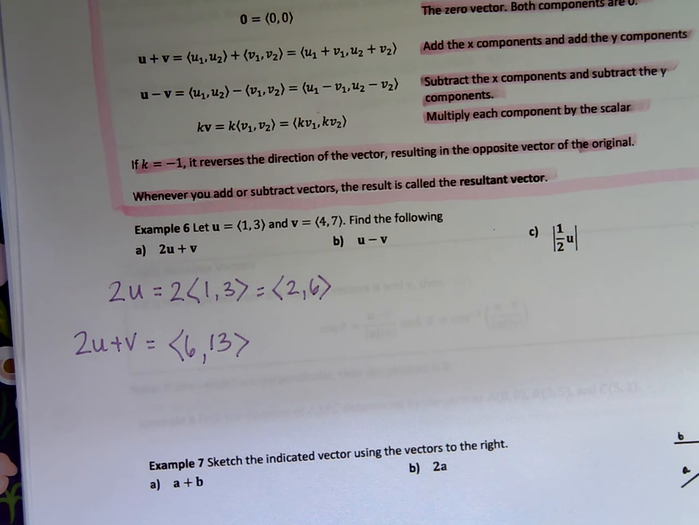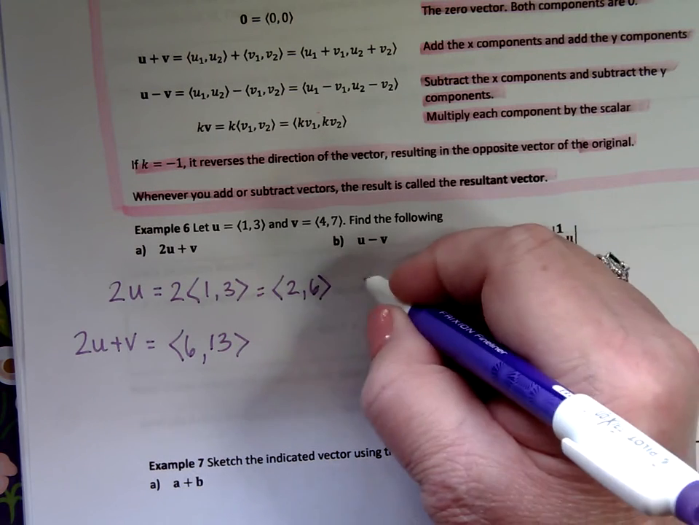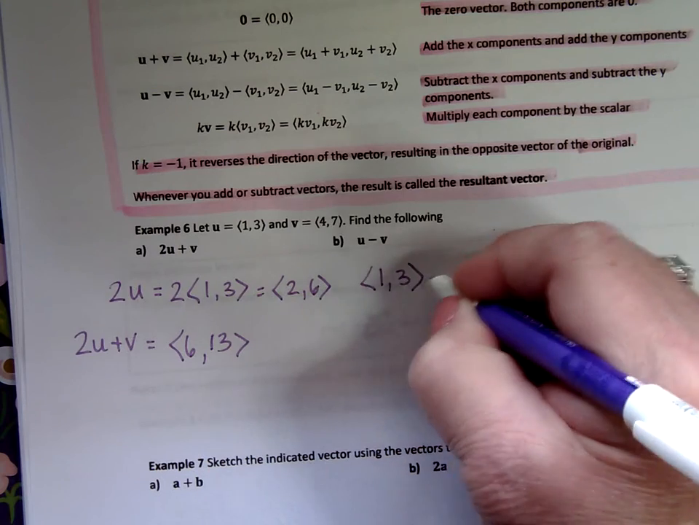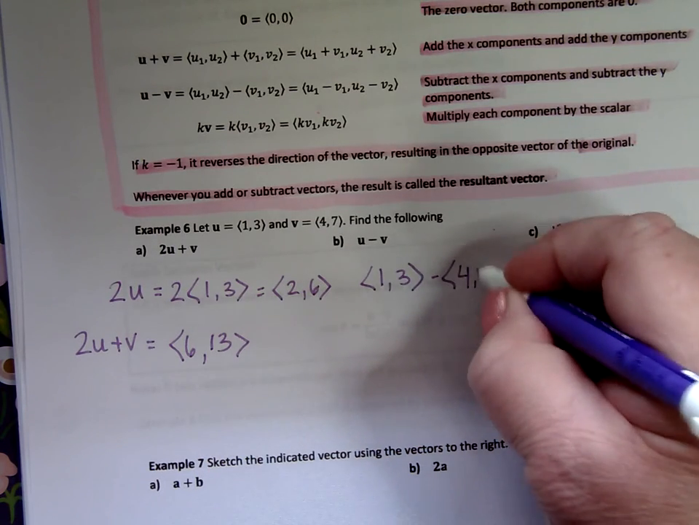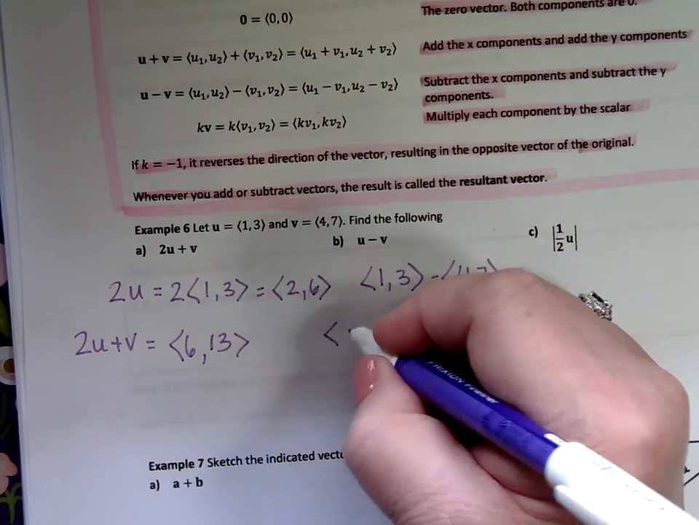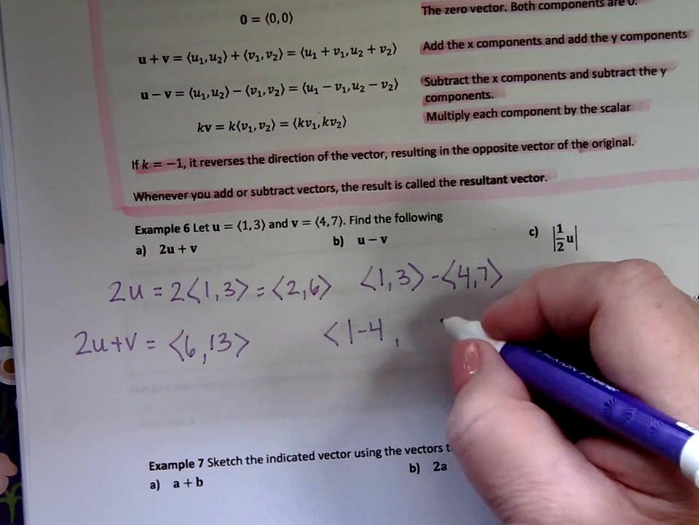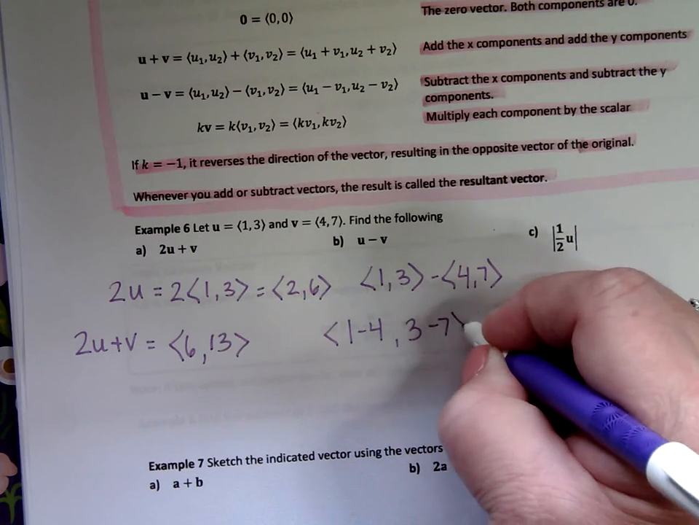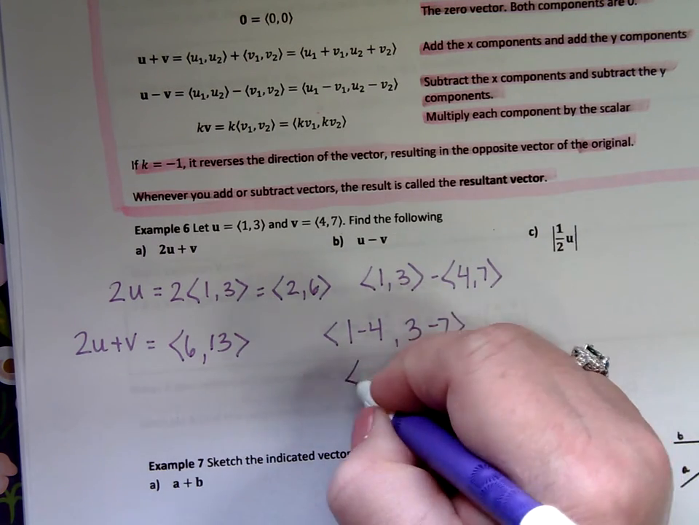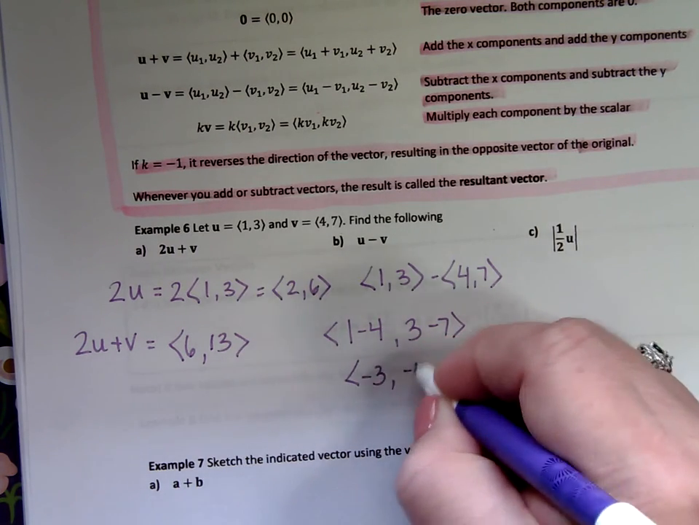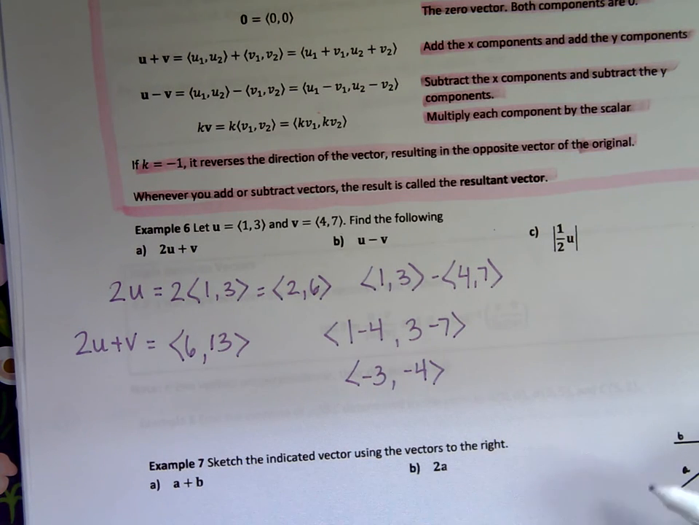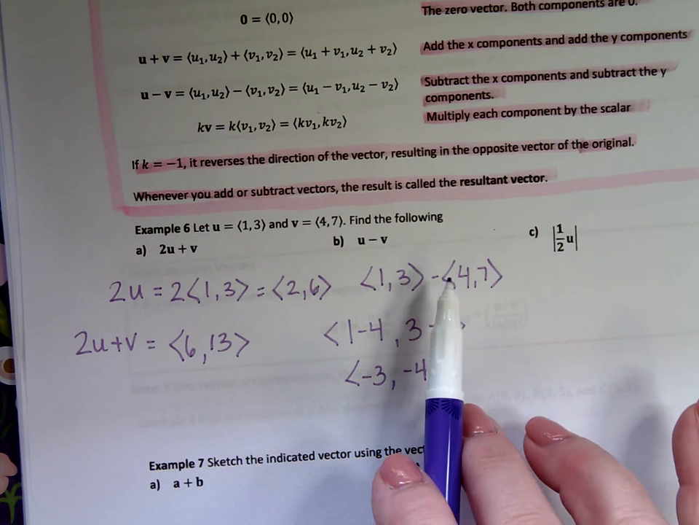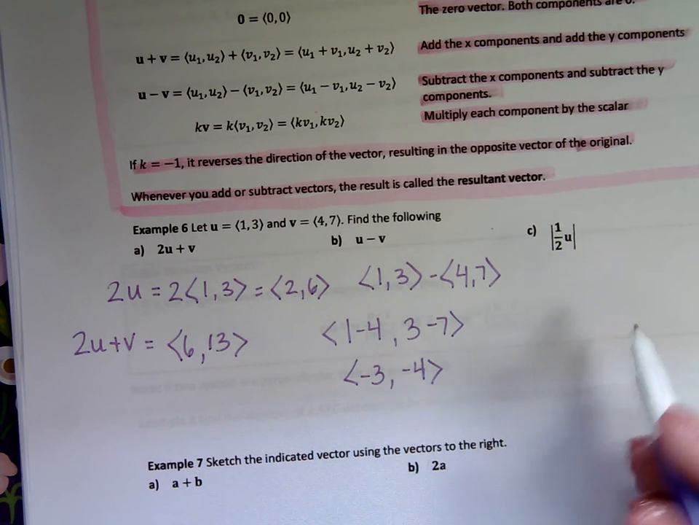So if I do u minus v, let's see what that would look like. If I have my u vector, 1, 3, minus my v vector, 4, 7, when I put them together, it's going to be 1 minus 4, my x's, and 3 minus 7. And so I get the resultant vector of -3, -4. And that's my answer. Now, if they said v minus u, then you got to switch these up. It's going to change things up. So the order matters.